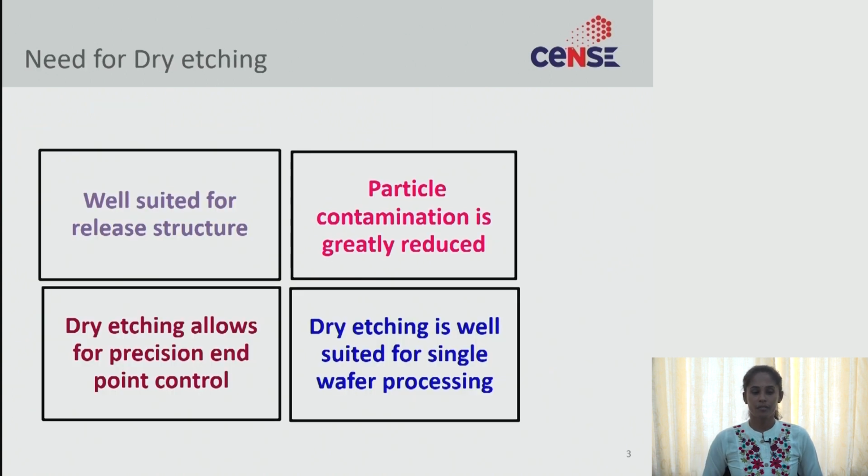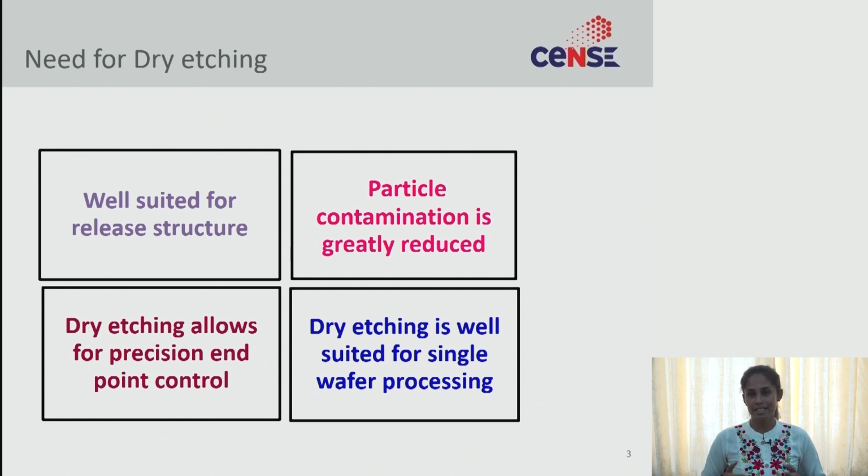When we have both wet etching and dry etching, what is the need for dry etching? Dry etching is well suited for release structures, since wet etching happens in a liquid phase. After releasing the structures, if you want to take the released structure out of the liquid, because of stiction it might stick and you might lose your released structure. But that will not happen in dry etching. Dry etching happens in high vacuum chambers in a dry place, so that's why it is well suited for released structures.